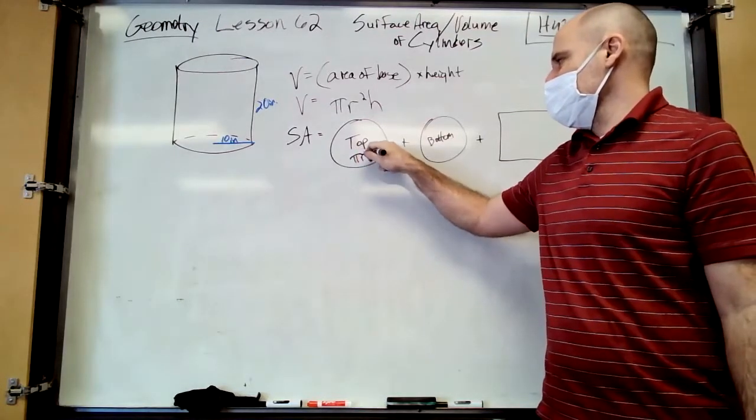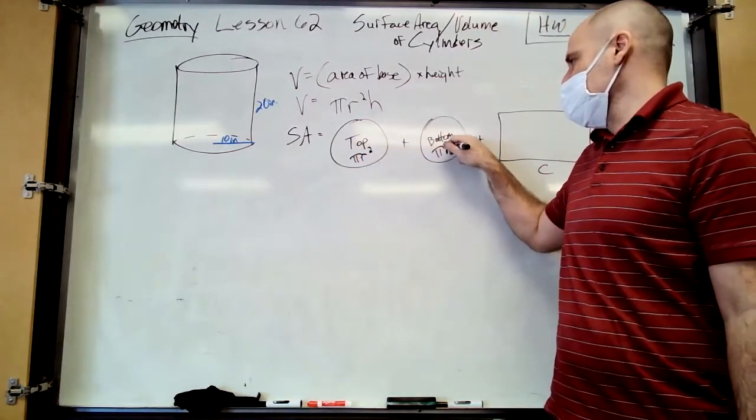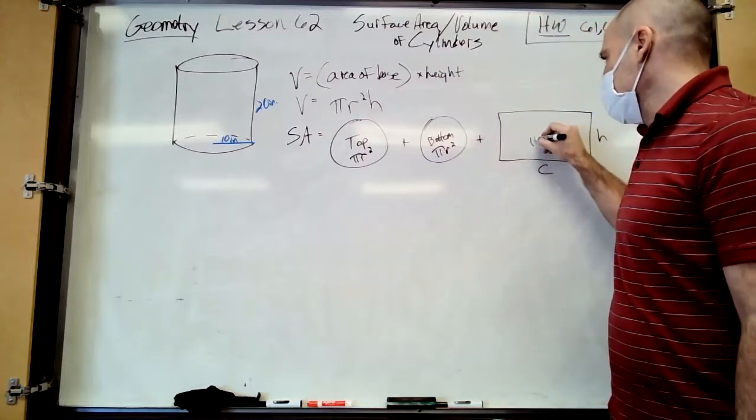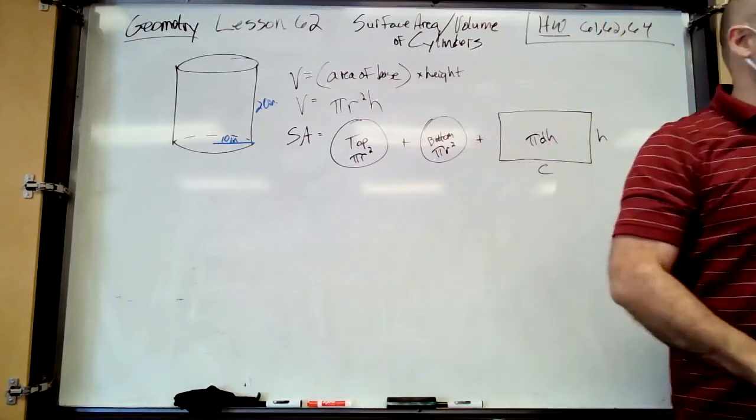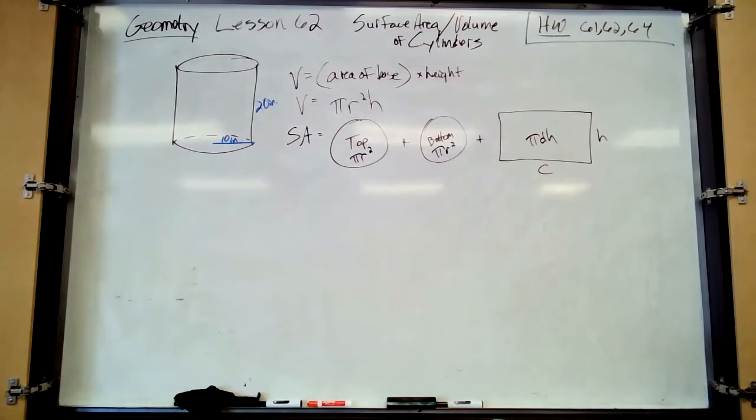Yep, diameter times pi. So this is pi r squared plus another pi r squared plus pi dh. Diameter times pi. And then the area, remember, is length, which is diameter times pi, times the height. So pi dh. So pi r squared plus pi r squared plus pi dh.